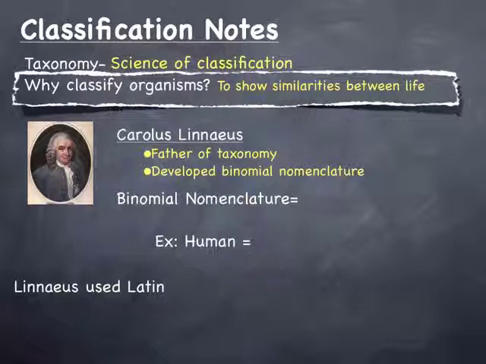Binomial. Again, nomial means name. What about the prefix bi? Like bicycle, two, versus tricycle, that's three. Unicycle, one wheel. Well, bi means two. So this is a two-name naming system.